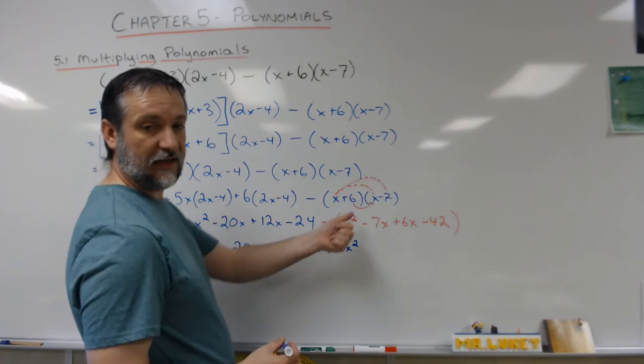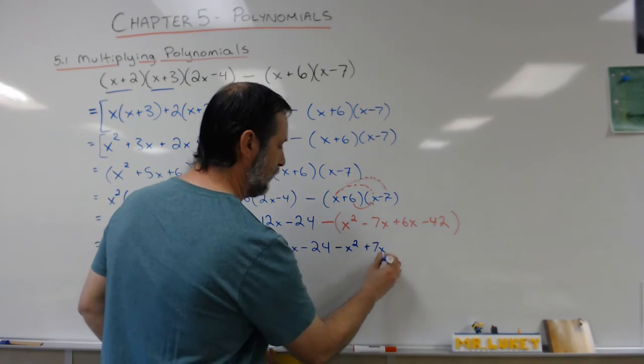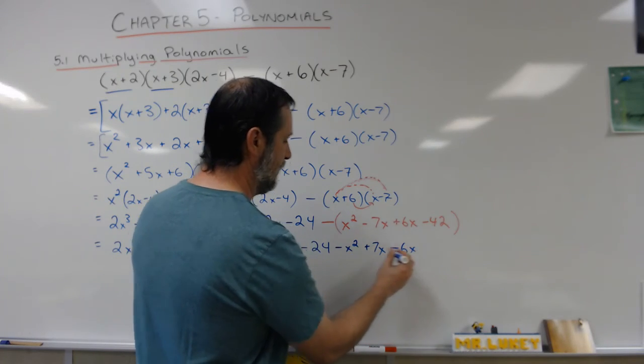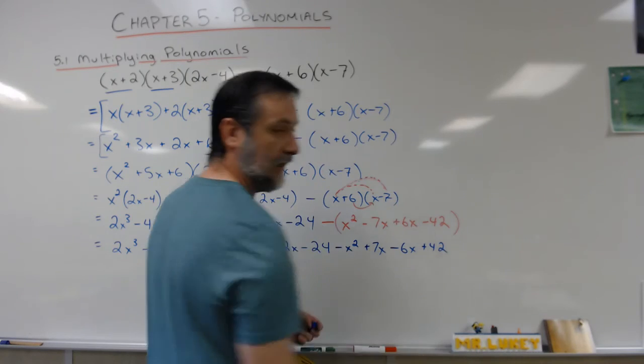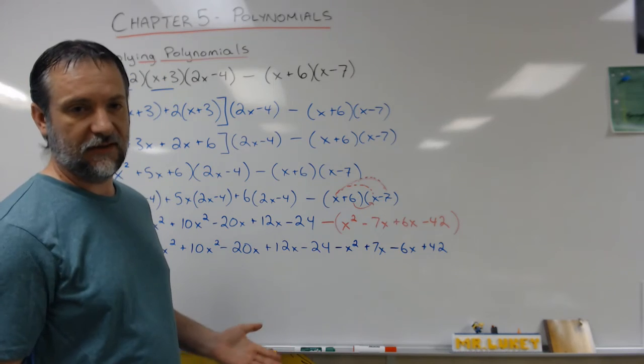I have to subtract the negative 7x. How do I subtract a negative? You add. I have to subtract the 6x, and I have to subtract the negative 42, which means I have to add 42. So now I have all the pieces to get this together.